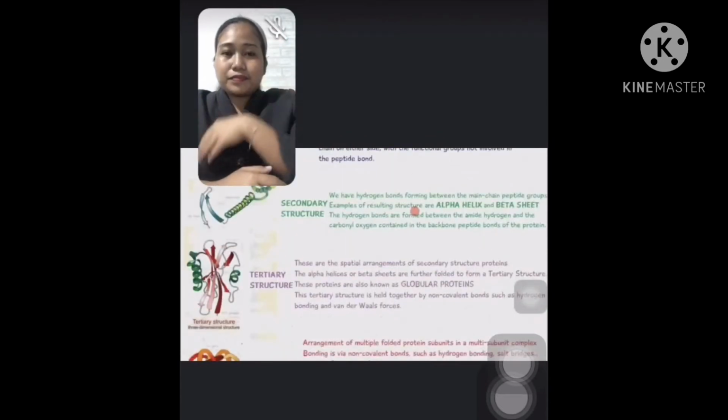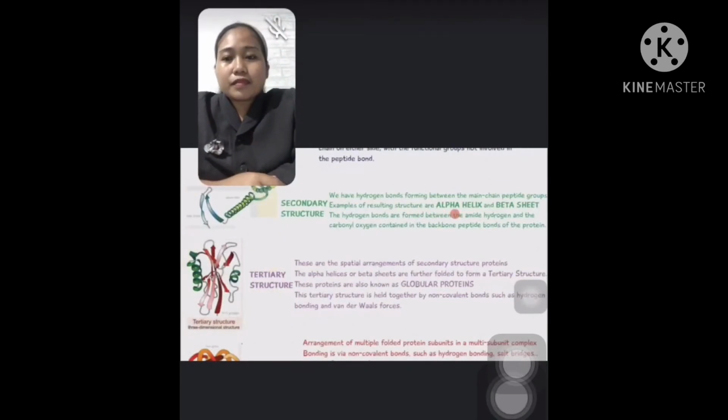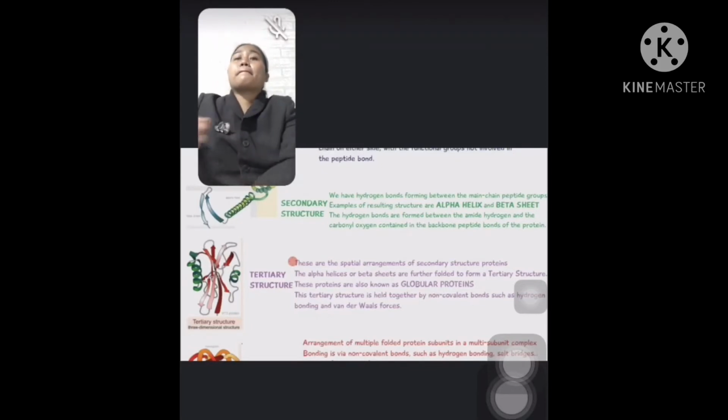Moving on from the primary structure, we have a secondary structure of a protein, and we have hydrogen bonds forming between the main chain peptide groups. Examples of secondary structure proteins are the alpha helix and beta sheet. So you can see here we have the alpha helix and here are the beta sheets. And we have hydrogen bonds which are formed between the amide hydrogen and the carbonyl oxygen which is in the backbone of the polypeptide chain.